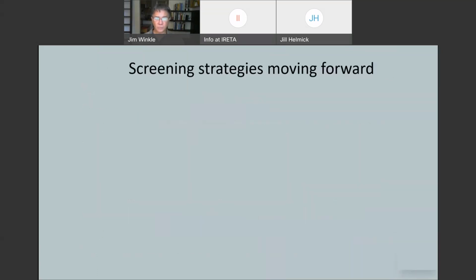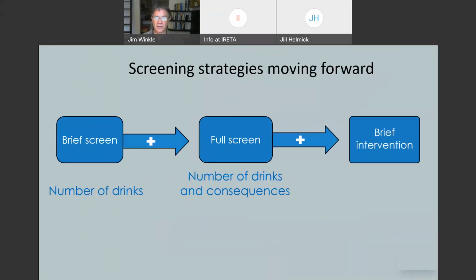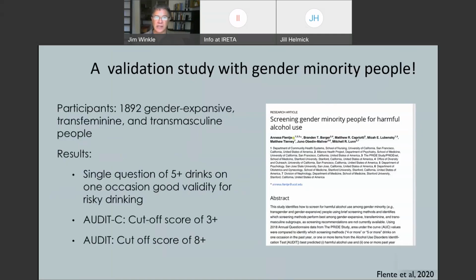So what can we do moving forward? We're stuck with these screening tools. And I have some concrete ideas about what we can do while we wait for better evidence, how we can use a full screen and brief screen to be inclusive, to include trans and non-binary folks.